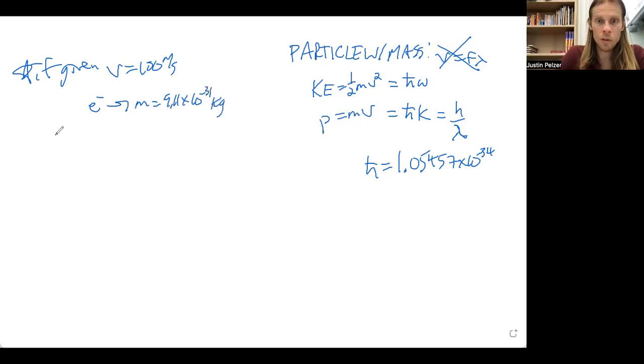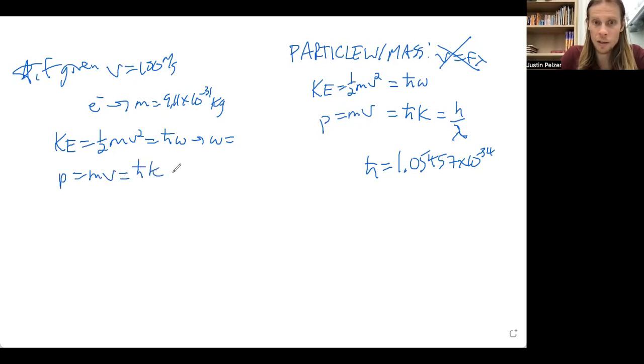What do you do? You can solve for its kinetic energy, equaling 1/2 mv squared. You can then set that equal to h bar omega to solve for omega. Great. You can use p equals mv to solve for its momentum, set that equal to h bar k to solve for k. Great.